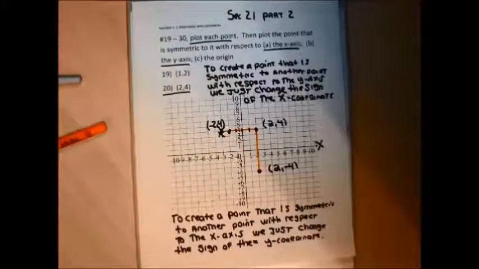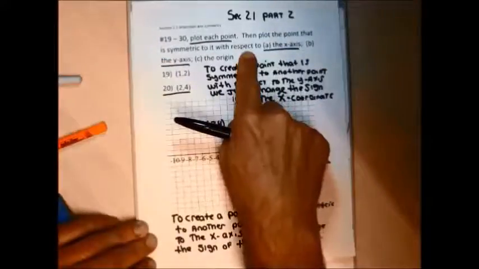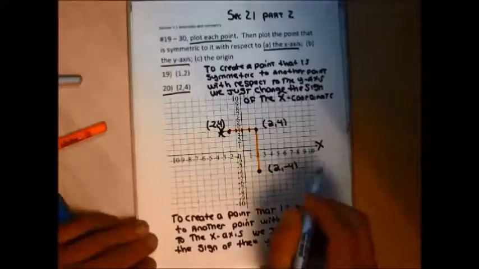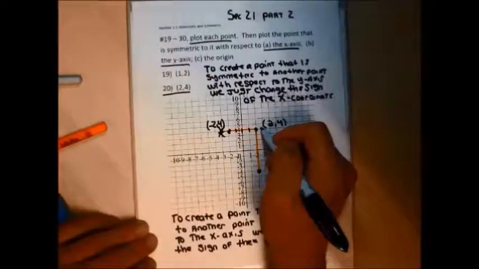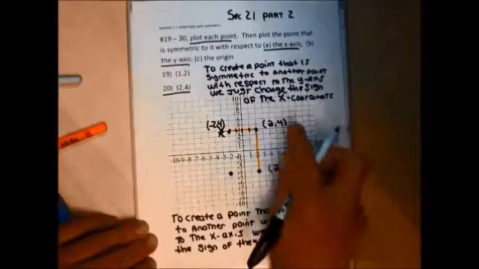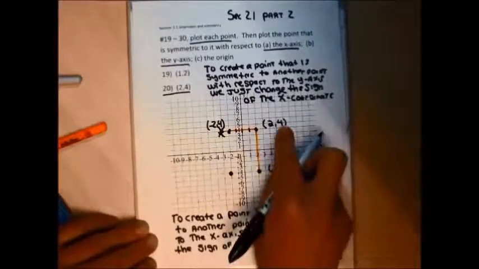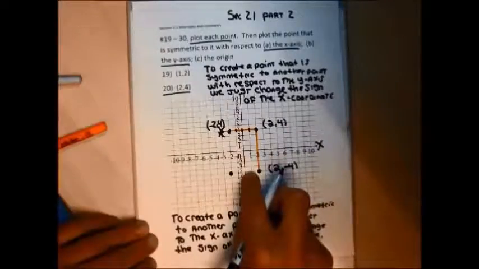Part C, I'm not as visually gifted doing the next kind of symmetry. Part C says, then plot the point that is symmetric with respect to the origin. To get the point that's symmetric with respect to the origin, you change both the x and the y coordinate. So the x coordinate of 2 I'm going to change to -2. The y coordinate of 4 I'm going to change to -4.